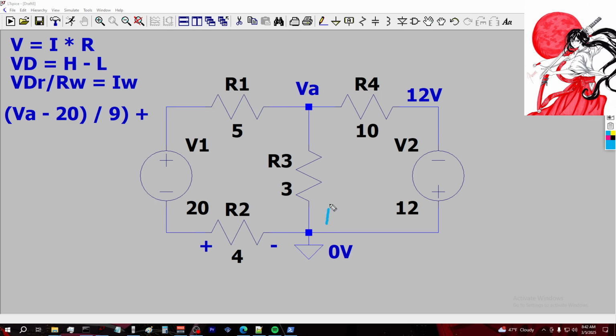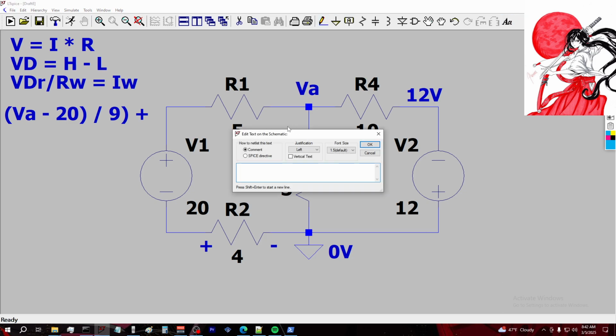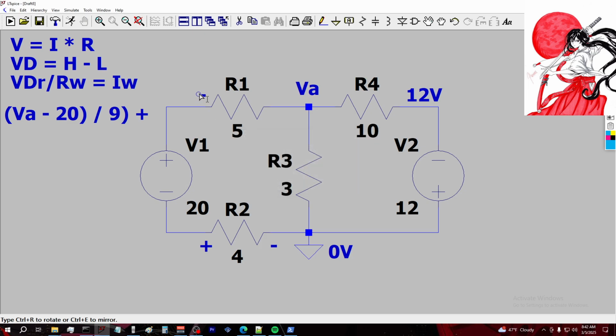Okay, so we're going to do this. Hold on. I want to make sure I label those points too, just to have some reference. Minus. And this is going to be positive.